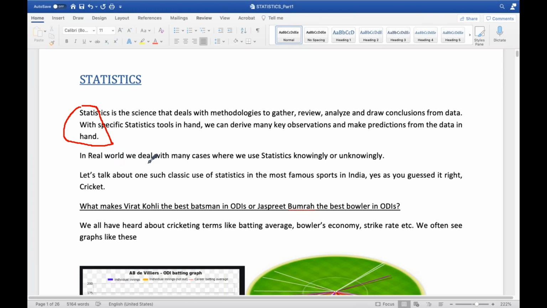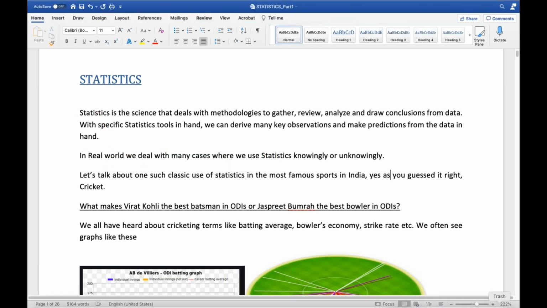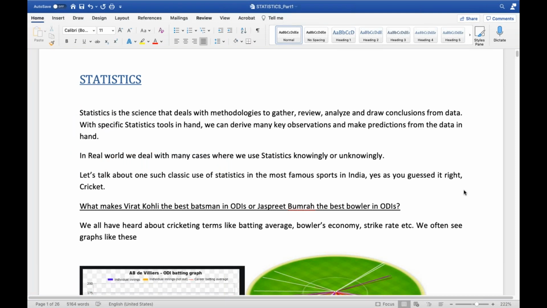In the real world, we deal with many use cases. Knowingly or unknowingly, we are using statistics in different kinds of scenarios in real time. Do you understand my point, guys? Knowingly or unknowingly, we are going to be using statistics in real time.